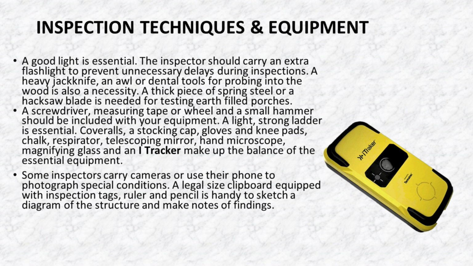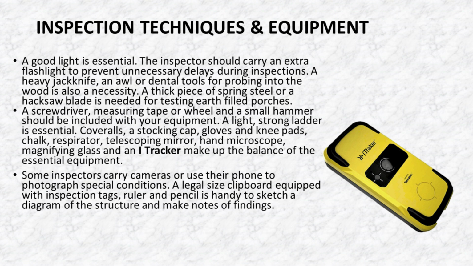A light, strong ladder is essential. Coveralls, a stocking cap, gloves and knee pads, chalk, respirator, telescoping mirror, hand microscope, magnifying glass, and an eye tracker make up the balance of the essential equipment. Some inspectors carry cameras or use their phone to photograph special conditions. A legal-sized clipboard equipped with inspection tags, ruler, and pencil is handy to sketch a diagram of the structure and make notes of findings.